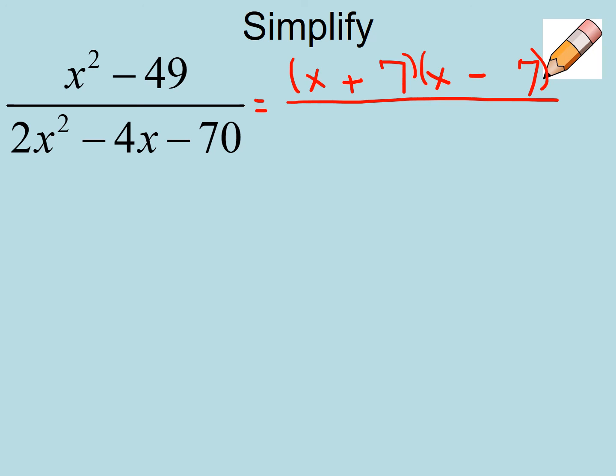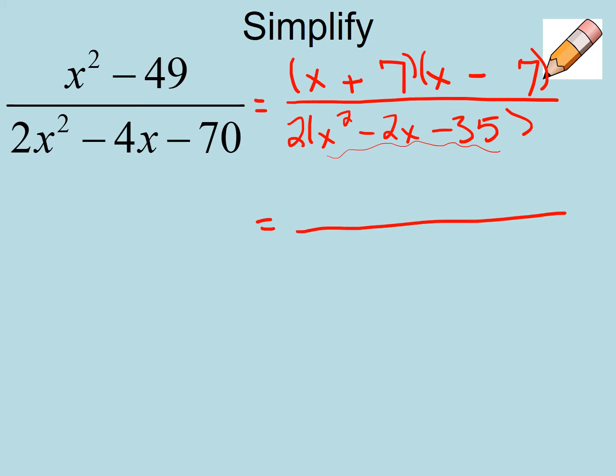One's plus, one's minus. Okay, in my denominator, I have 2x squared minus 4x minus 70. Yes, this is a trinomial, but let's make it easier on myself. 2, 4, and 70 all have a common factor of 2. So let's divide that 2 out first, which leaves me with x squared minus 2x minus 35. And now this is going to be a way easier trinomial to break up. So going on to the next step, my numerator is still x plus 7 times x minus 7. Then in the bottom we have 2, and now we're going to break up that trinomial.